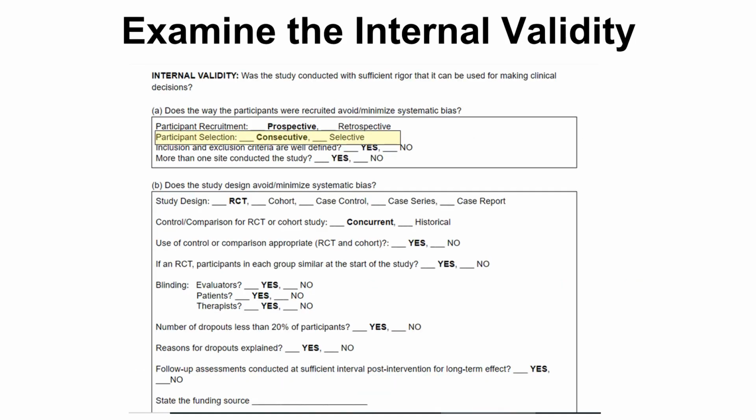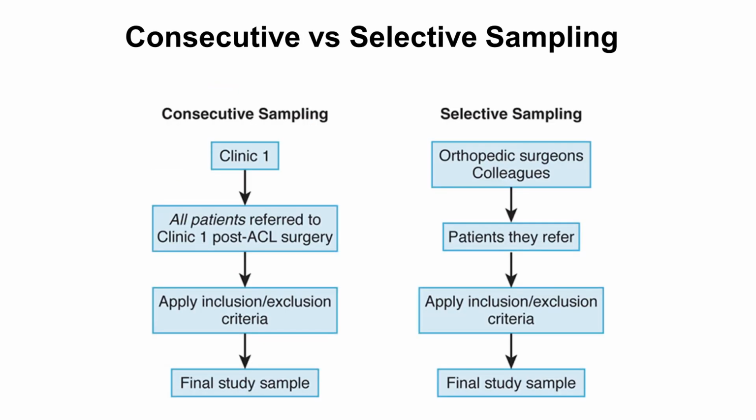Now, going back to our screenshot of the internal validity section on our appraisal form, you can see I've highlighted here participant selection. Was participant selection consecutive or selective? What exactly does that mean? The answer to that question is shown on this slide via a flow diagram. You can see in the left-hand portion of the slide, consecutive sampling, which is going to have less bias.